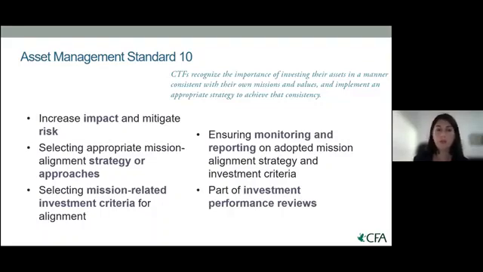Once this all has been done, the strategy is in place and implemented, it will be very important that CTFs also ensure that the implementation of the strategy is monitored and reported on by the investment professionals or the in-house investment team, to make sure that the strategy is actually bearing fruit and is implemented accordingly. And this will have to be also part of the investment performance reviews with the investment professionals that are advising the CTFs. And there's some more practical considerations in the standard that are good to understand when you go through that.